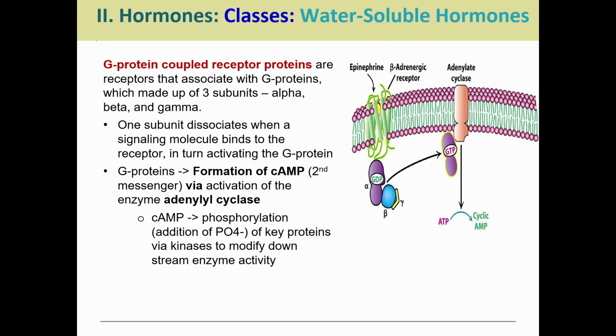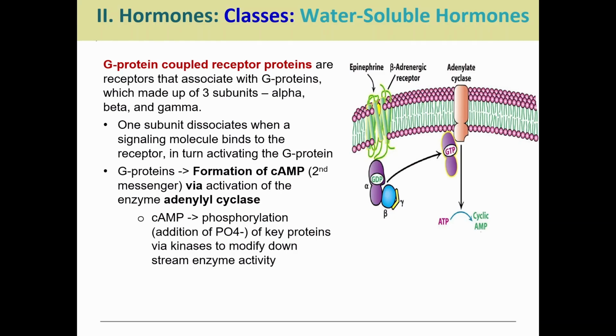So a lot of times we have the receptor that's going to bind with our hormone, and hanging out with that receptor is what we call a G protein, or a G protein coupled receptor protein. So basically this is a receptor that has a G protein. The G protein has 3 parts, an alpha, beta, and a gamma. When the hormone binds to the receptor, we're going to activate that G protein. And we see that there. We go from GDP to GTP. We've activated it when something binds.